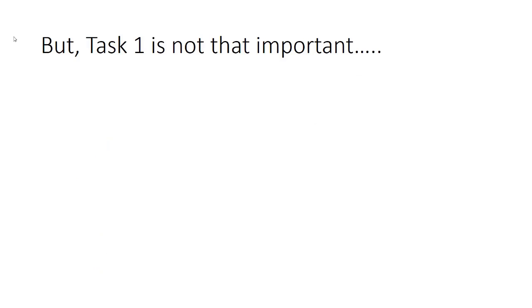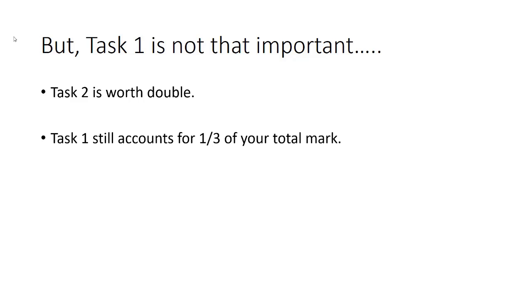Okay, but you're probably thinking, because your friend has told you this or someone else has told you this, but task 1 isn't that important. You're right and you're wrong. Task 2 is worth double the marks that task 1 is worth. But task 1 is still a third of your total writing mark.